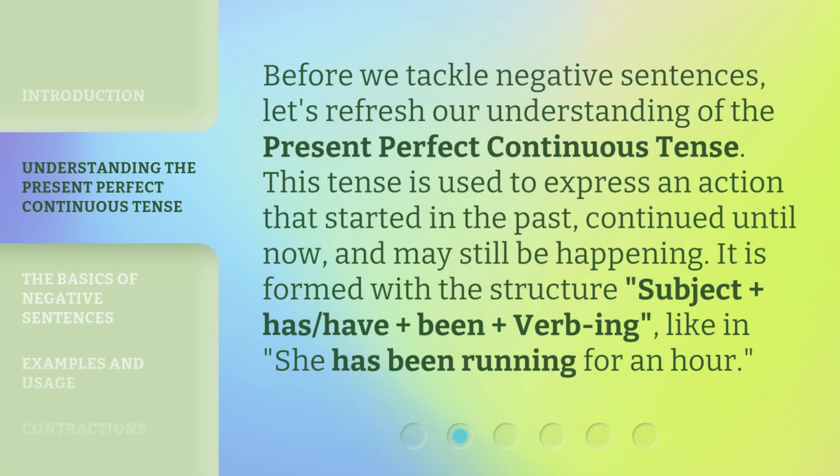Before we tackle negative sentences, let's refresh our understanding of the present perfect continuous tense. This tense is used to express an action that started in the past, continued until now, and may still be happening. It is formed with the structure subject plus has/have plus been plus verb-ing. Like in, she has been running for an hour.